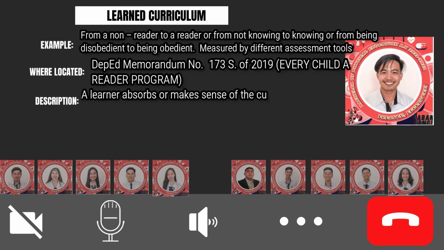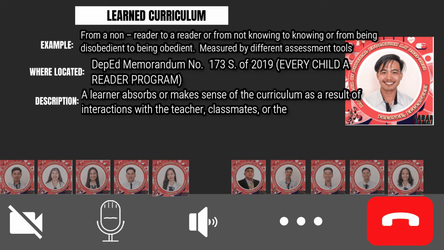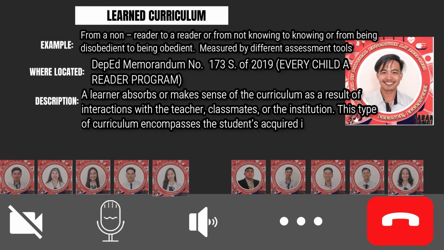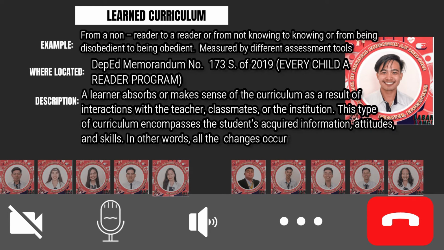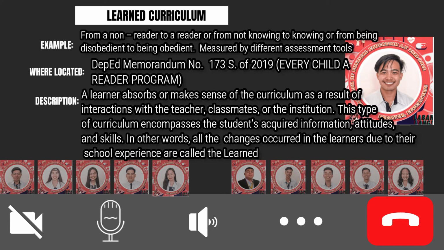A learner absorbs or makes sense of the curriculum as a result of interactions with the teacher, classmates, or the institution. This type of curriculum encompasses the students' acquired information, attitudes, and skills. In other words, all the changes occurred in the learners due to their school experience are called the learned curriculum.